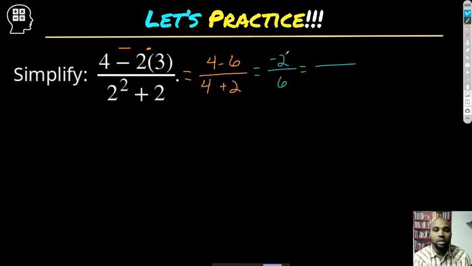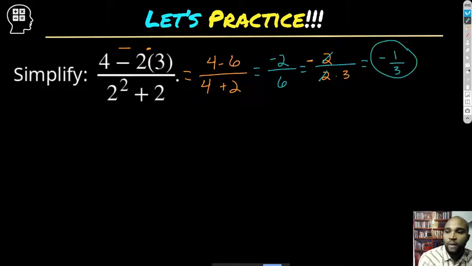And I can simplify or reduce this even further. First of all, let me put this negative sign so I don't forget, because negative 2 divided by that positive 6 will give me a negative. I know this is going to be a negative 2. On the bottom, I can break that 6 into 2 times 3. Doing so allows me to see that this 2 will cross out, leaving me with simply negative 1 over 3. That's how you can simplify that.